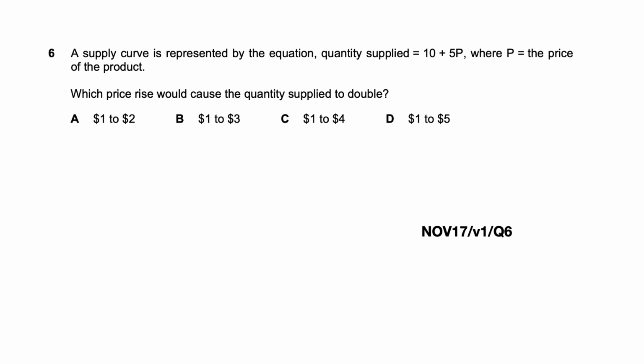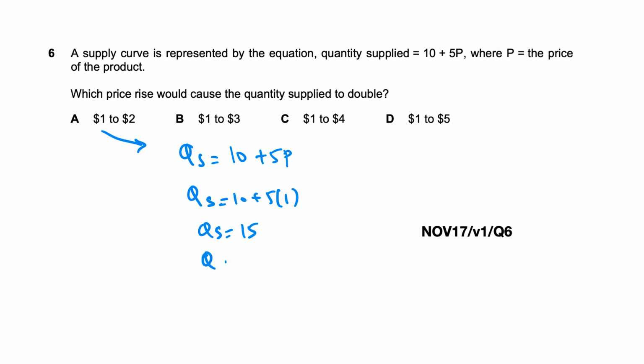In question 6, they give us an equation which says a supply curve is represented by the equation quantity supplied, QS, is equal to 10 plus 5P. Which price would cause the quantity supplied to double? One way to go about this is just to plug in. Let's plug in answer A. When I put price 1, QS is 10 plus 5 times 1, which is 15. But when I put price of $2 in the equation, QS becomes 10 plus 5 times 2, which means 10 plus 10, which means 20. That's not doubling, so A can't be the right answer.